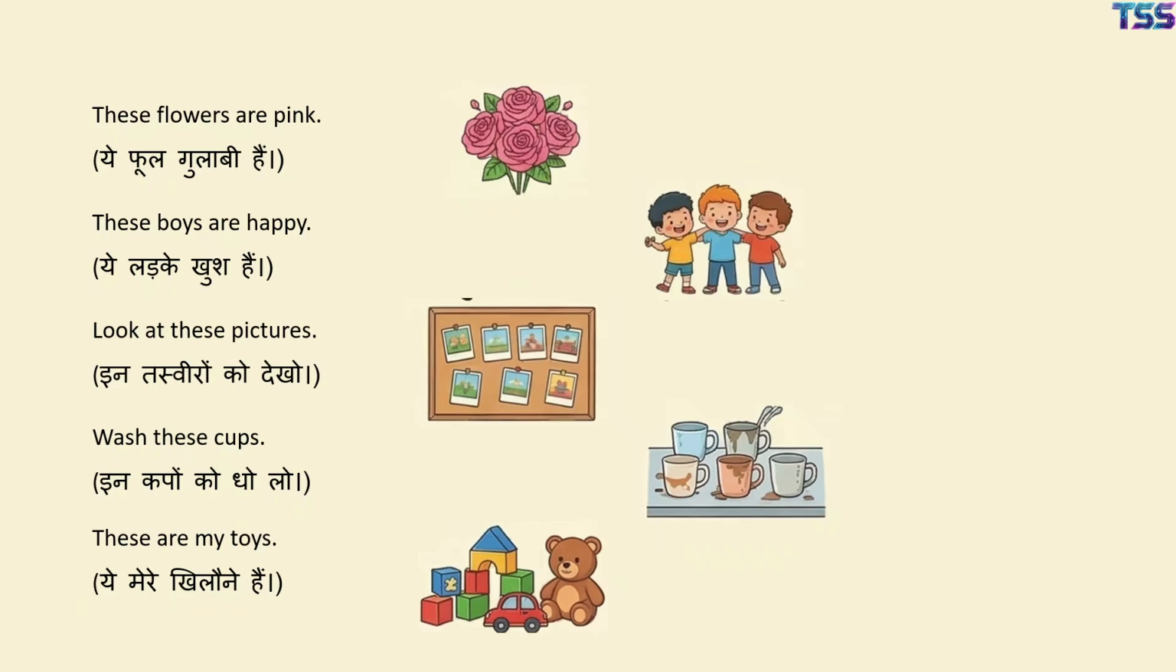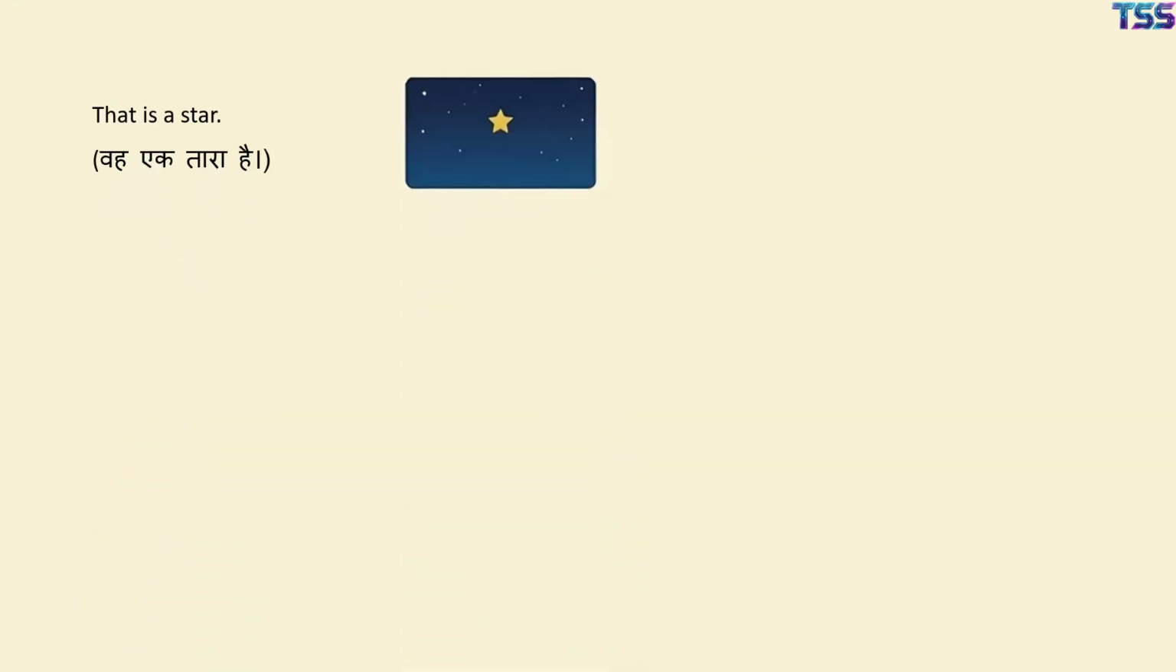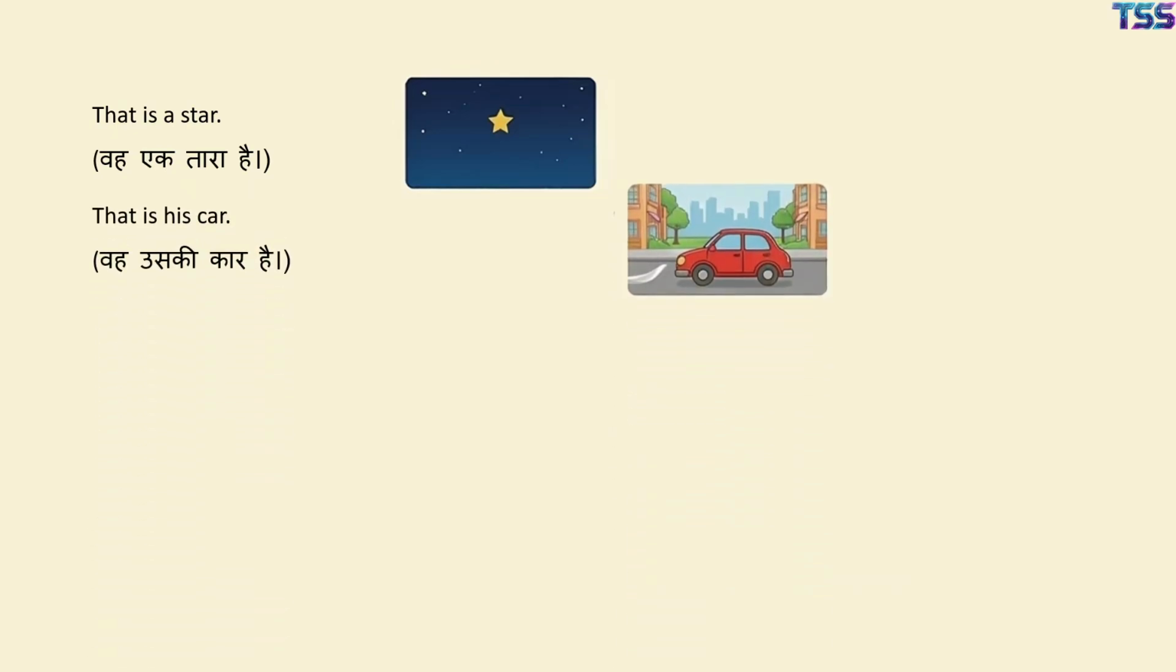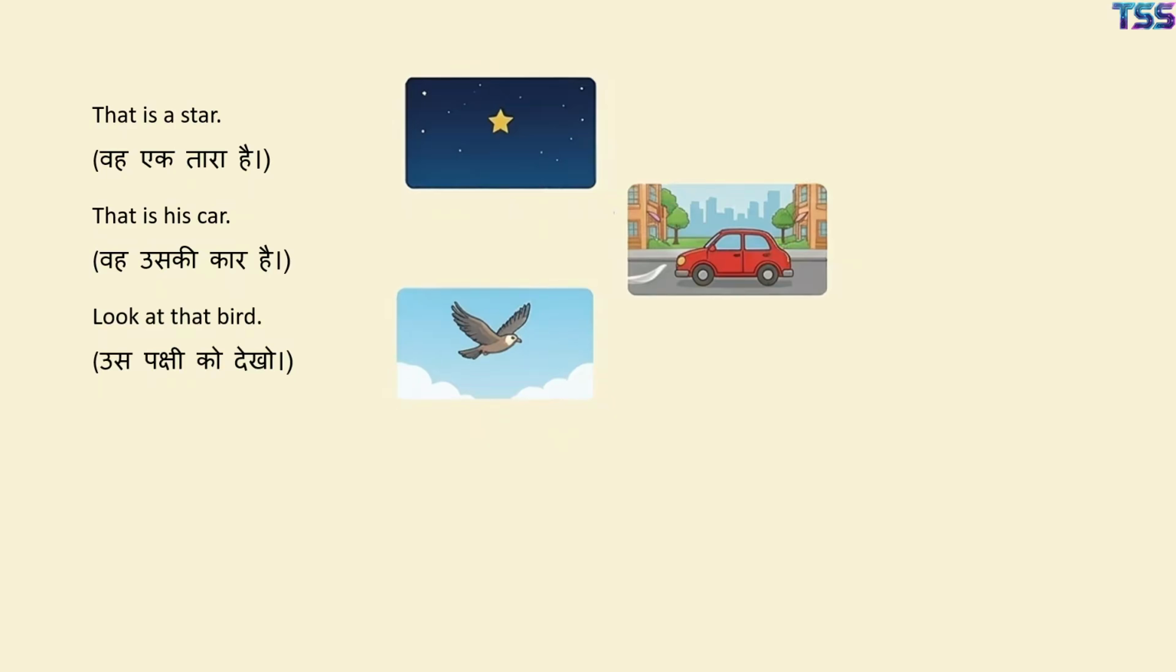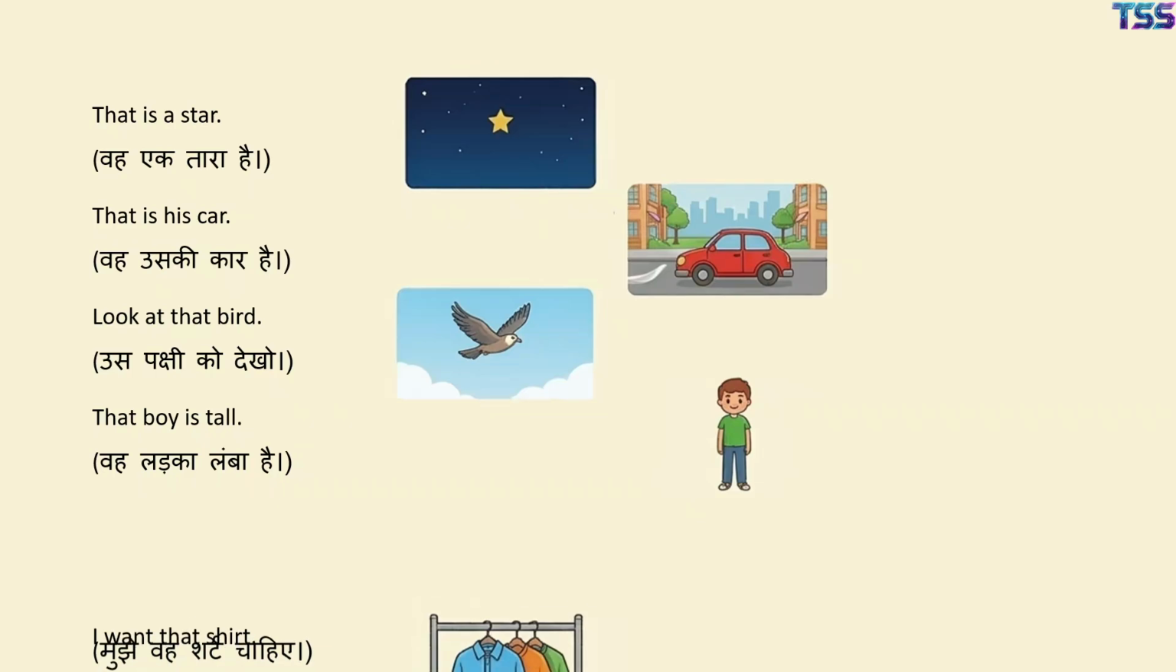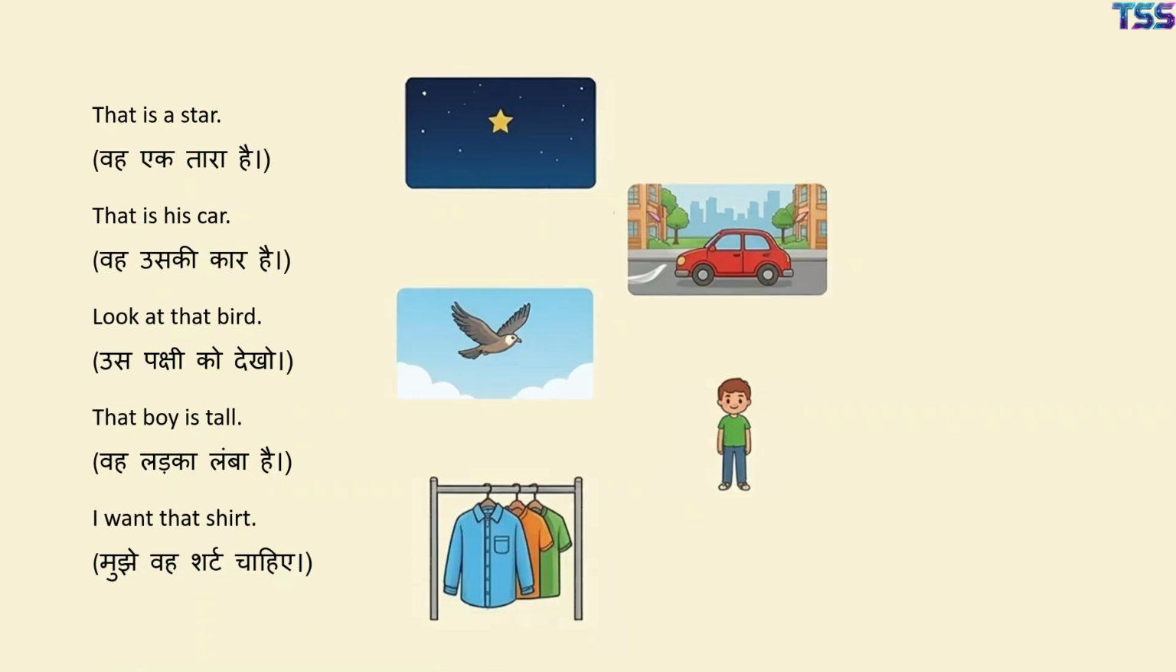These are my toys. That. That is a star. That is his car. Look at that bird. That boy is tall. I want that shirt.